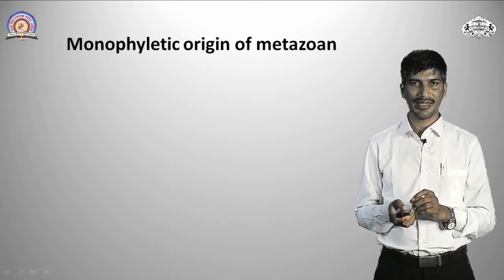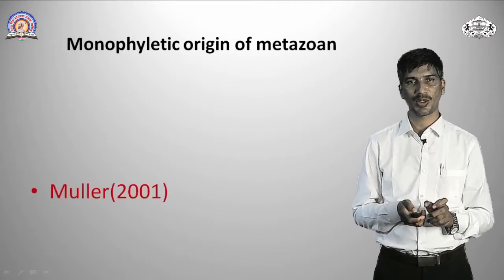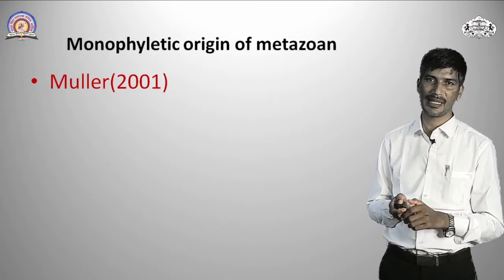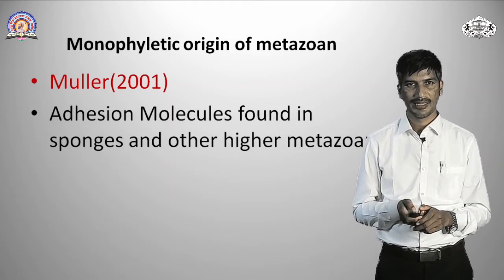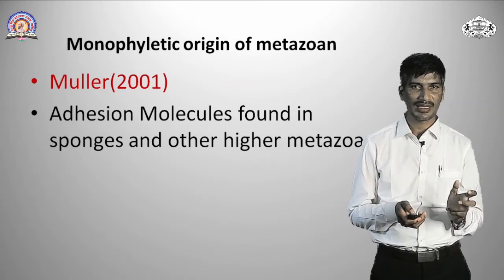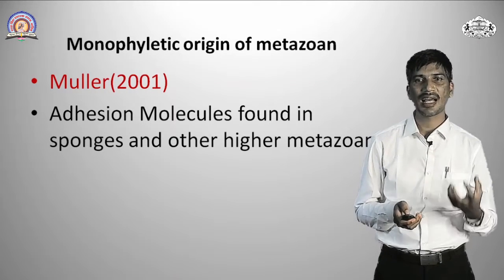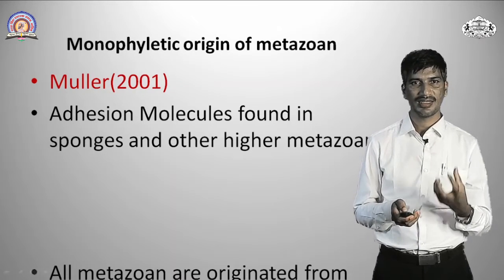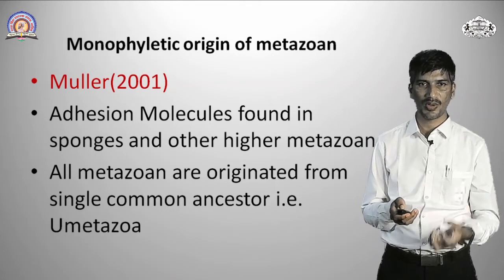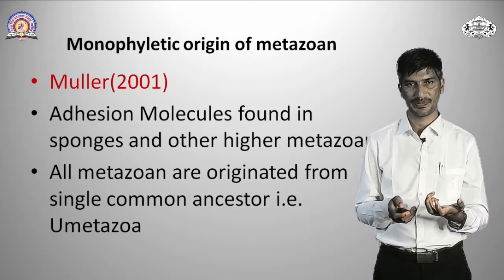The second last theory we go through is the monophyletic origin of metazoan. Who proposed the monophyletic theory? It was Müller. In 2001 he proposed the monophyletic origin of metazoan. In that, he suggests that adhesion molecules are found in the group Porifera, like sponges, and other higher metazoans, and this discovery or observation suggests that all metazoans originated from a single common ancestor, that is Eumetazoa.